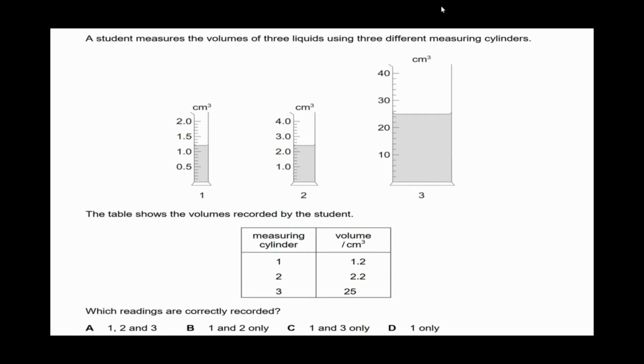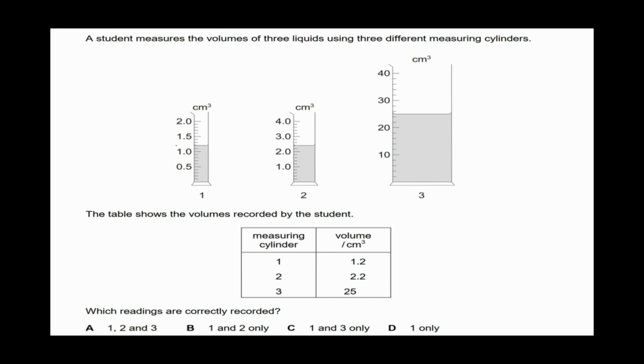A student is measuring the volume of three liquids using three different measuring cylinders. Look at this. The table here we have this volume and this volume, this volume. The table shows the volumes recorded by the student. Okay, cylinder 1 is 1.2, cylinder 2 is 2.2, cylinder 3 is 25. Which readings are correctly recorded?